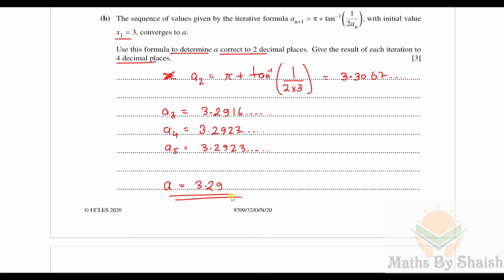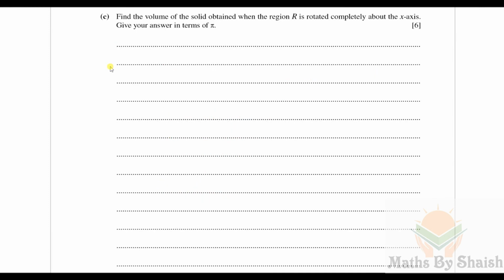Let's do the last question of this paper. Here's the C part. Find the volume of the solid obtained when the region R is rotated completely about the x-axis. Completely means 360 degrees about the x-axis. Give your answer in terms of pi. So let me bring the diagram here first of all.